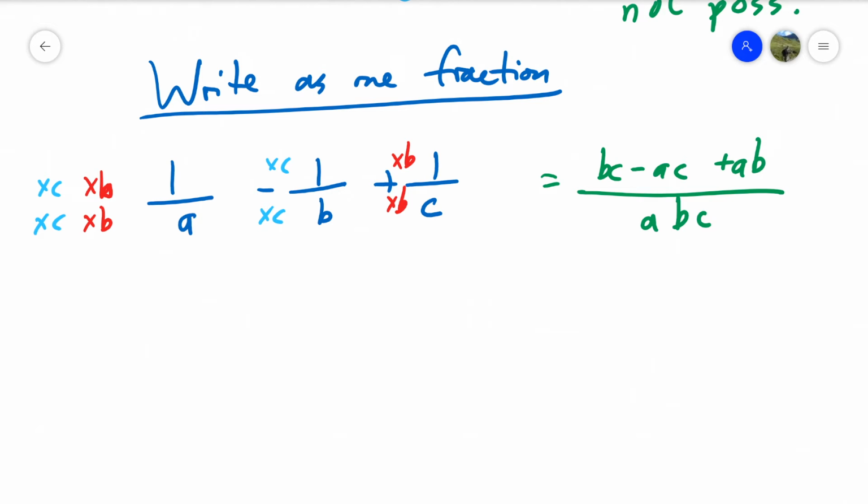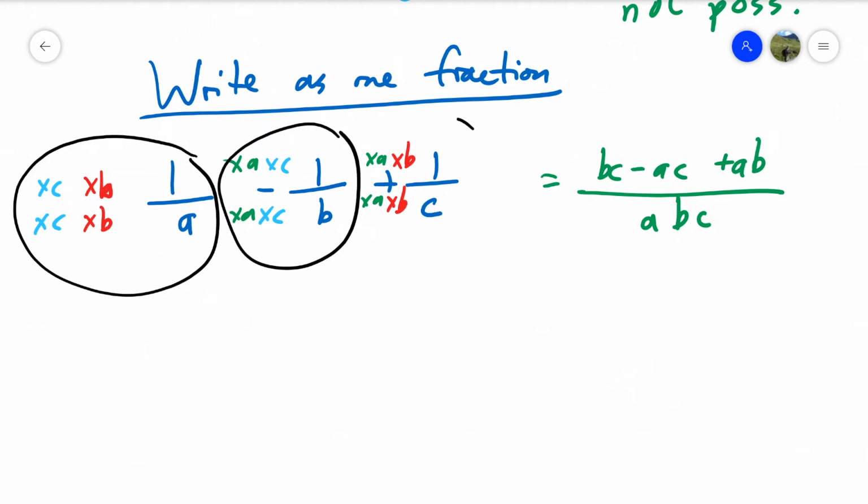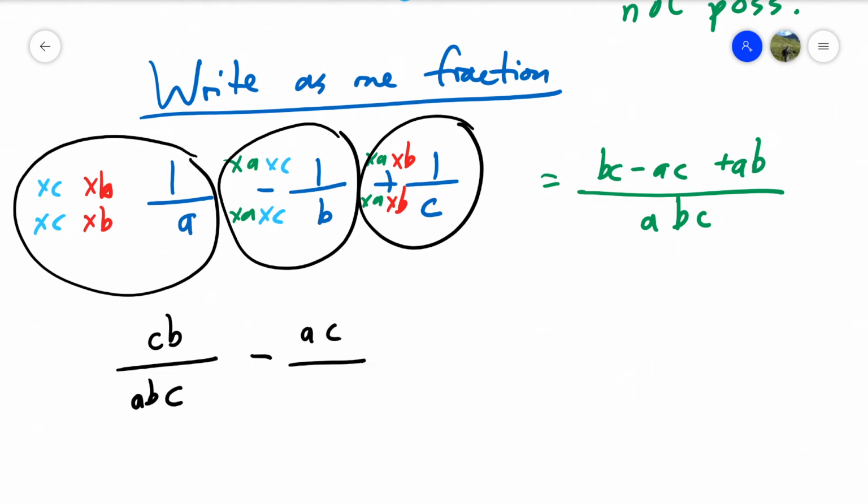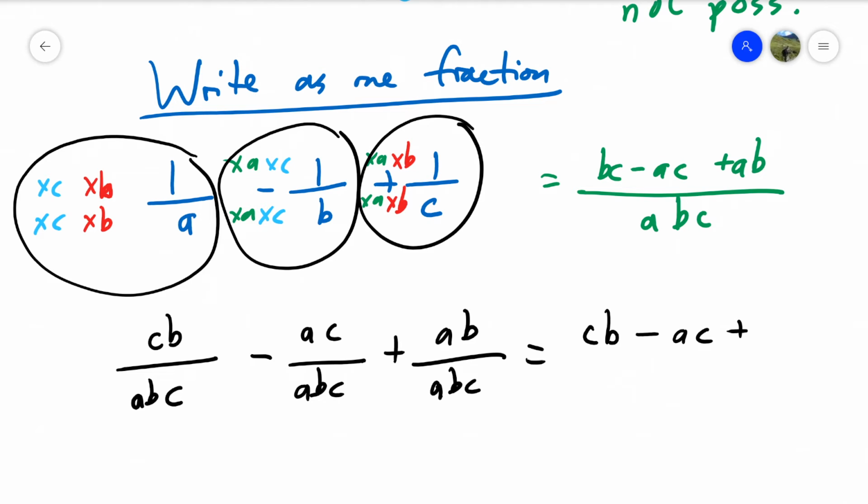It's now just the a issue remaining. So I'm going to multiply that by a, that by a, that by a, that by a. I'm just going to put circles around just to make it clearer which one's associated with this one. Let's do it. So we've now got CB over ABC minus AC over ABC plus AB over ABC, which is CB minus AC plus AB divided by ABC.